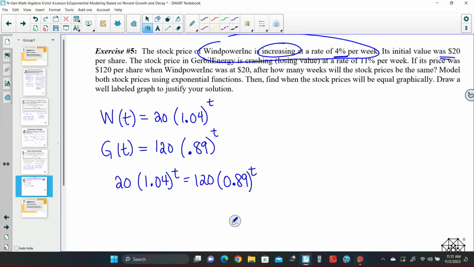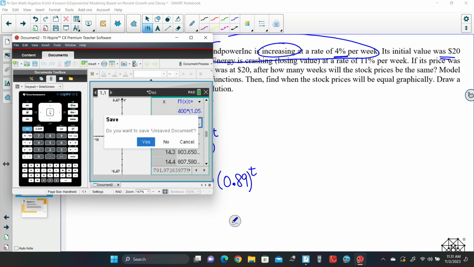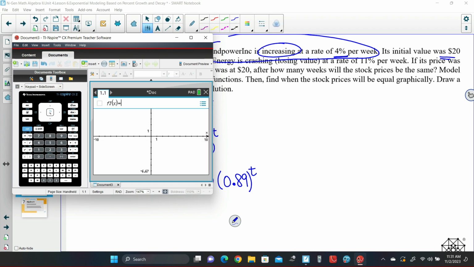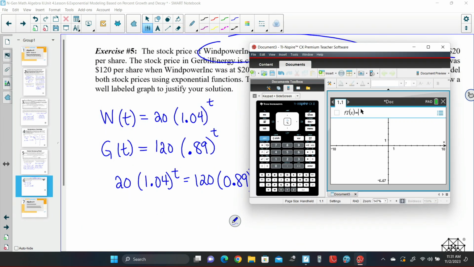Let's do it. Let's get a nice graph for this. I'm going to open up a brand new file. All right, let's add a graph. And I think I'm going to put Wind Power in my first one, so that's going to be 20 times 1.04 raised to the x.